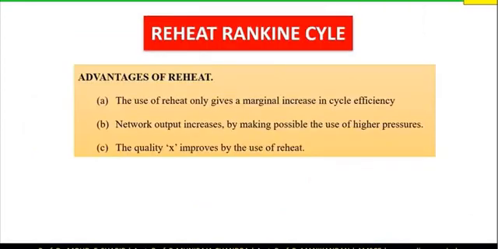The advantages of reheating: the use of reheat only gives a marginal increase in cycle efficiency. Net work output increases by making possible the use of higher pressures. The quality X improves by the use of reheat. So here the efficiency only increases marginally, but we can get a higher output. The work output is more here because we are going for higher pressure here. Higher pressure steam is applied to the turbine, and even the quality of steam is improved here in the case of reheat Rankine cycle.